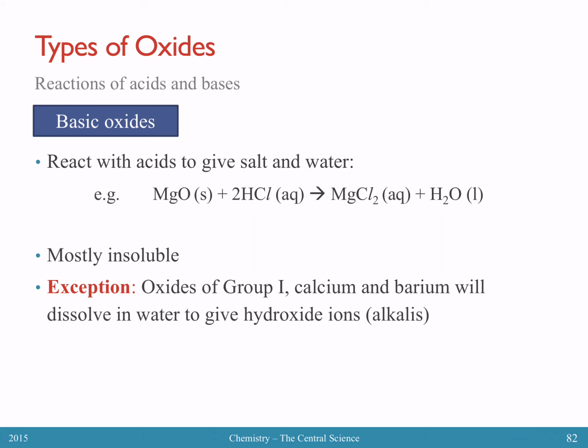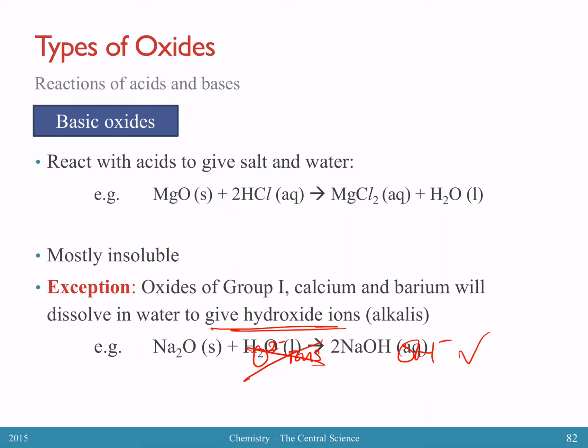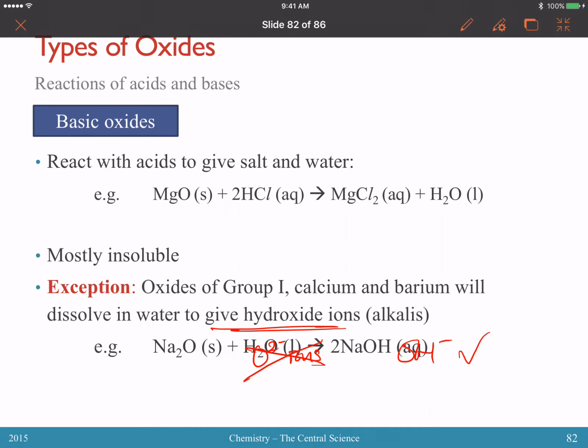Remember, alkalis are soluble bases that dissolve in water to give hydroxide ions. So note, they do not give O2- ions in water. They react with water to give you your hydroxide ions. Here's an example. Your sodium oxide reacts with water to give you sodium hydroxide.